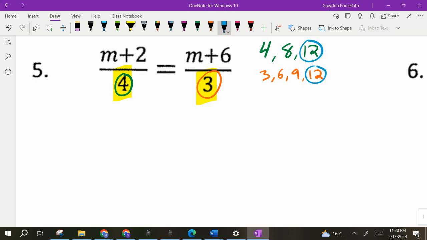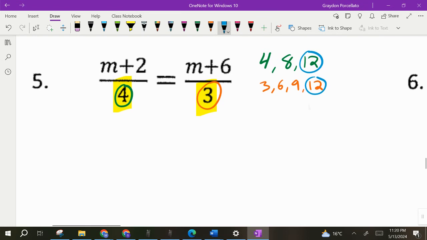So what do I need to multiply 4 by to get to 12? 1, 2, 3. So I'm going to multiply the top by 3, the bottom by 3. And this is really interesting: I'm going to multiply every single number on top by 3. Notice how every single number in that fraction I multiply by 3. On the other side, what do I multiply 3 by to get 12? 1, 2, 3, 4. I'm going to multiply every single number by 4.